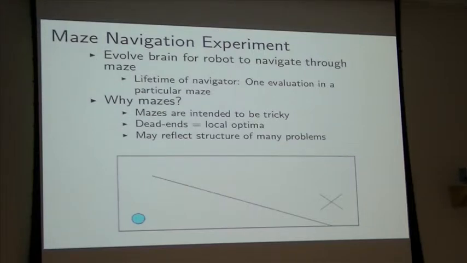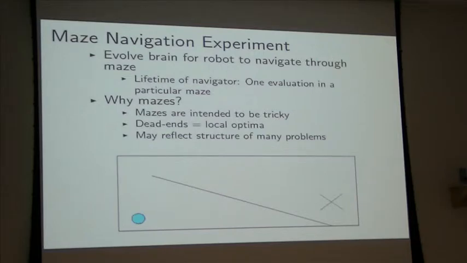And so why mazes? Why should we care about mazes? One reason is that mazes are intended to be tricky or deceptive. We as humans can understand why there's deception in these mazes, and it makes for a nice model. Dead ends in the maze that lead close to the goal are local optima in a search space. And the idea, though, is that maybe mazes may reflect the structure of many problems, that we can take them as a model for problem solving in general, that we can see the navigator as trying to solve a particular problem, and the walls complicate the form of that solution.